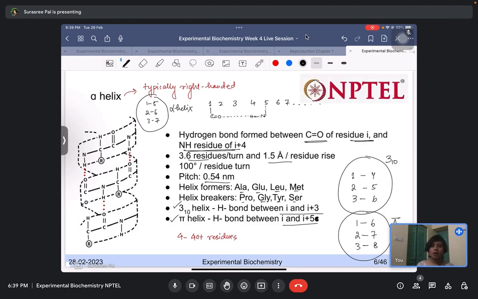And there can be approximately starting from 4. So 4 is the minimum number of amino acids which should be present for formation of a helix, and there can be 40 plus residues also in a helix if it is a long helix. So that is an alpha helix.